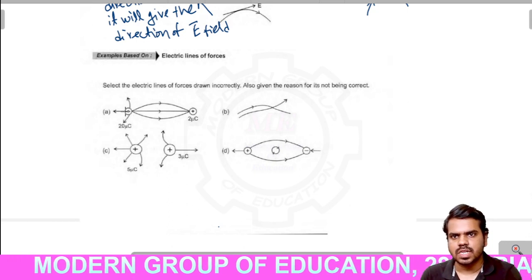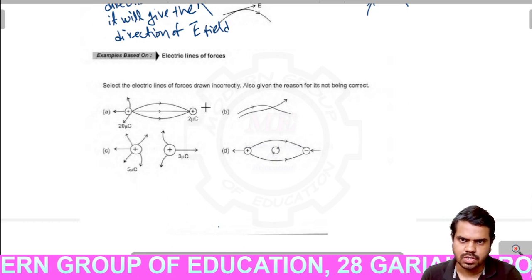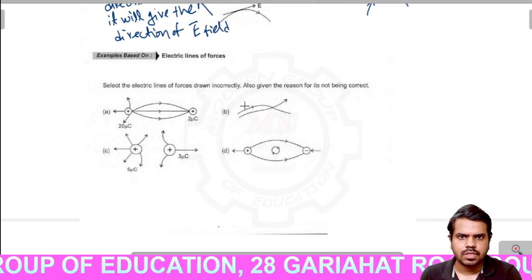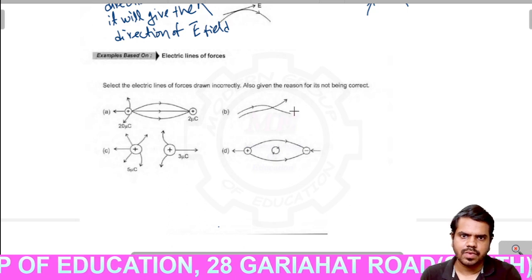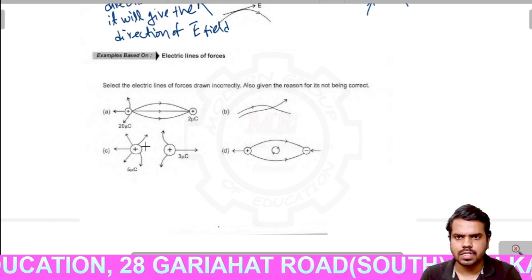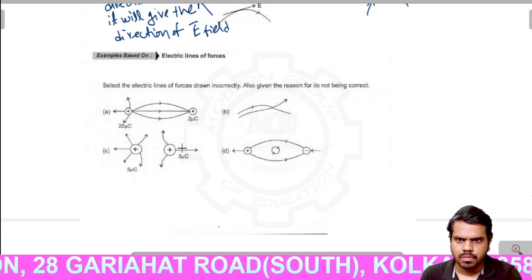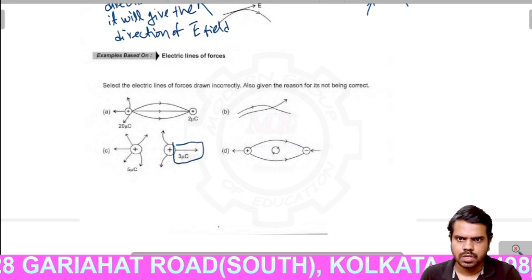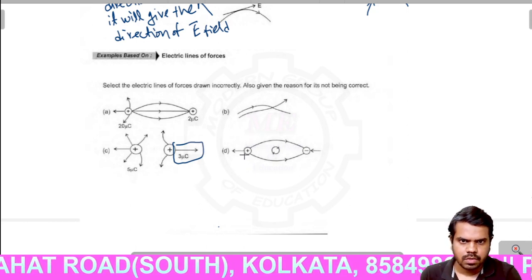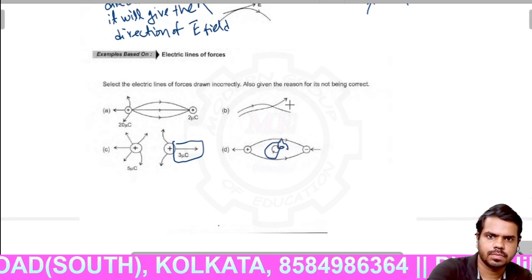So this is a plus charge and it is emerging out and gets into negative charge. This is the positive charge. So this is wrong. Okay. This is also wrong because two field lines can never intersect each other. Here the electric field lines emerge out from the positive charge. Here also electric field lines emerge out from the positive charge. But this is wrong because it is not perpendicular. Okay. Here, positive to negative, but this forms a closed loop. This is wrong.